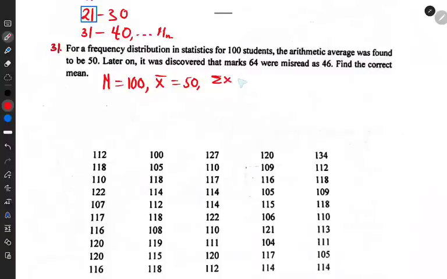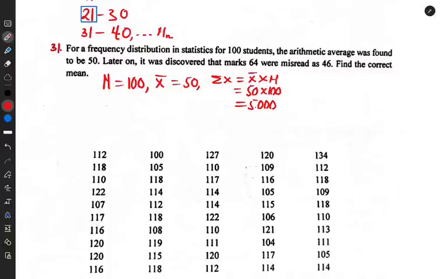The summation of the scores is supposed to be equal to what? That is the mean, x bar, multiplying n. So that should give us 50 by 100, and we're supposed to get 5,000 here. So this was the total sum when one of the marks, 64, was misread as what?